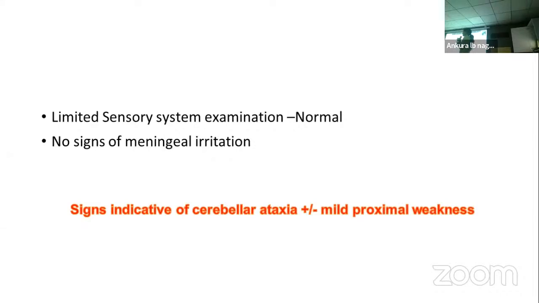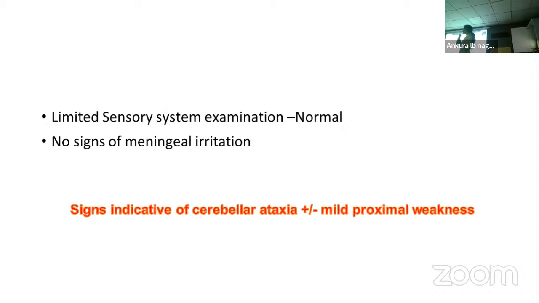Balance, ataxia, gait, tremors, nystagmus. What type of ataxia will be there in cerebellar? Wide-based gait. What do you mean by sensory ataxia? What is Romberg's sign? What is tandem walking? When the child is made to walk on a straight line and he's able to balance.